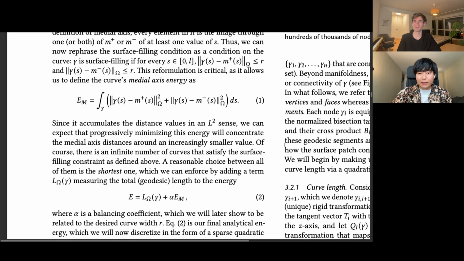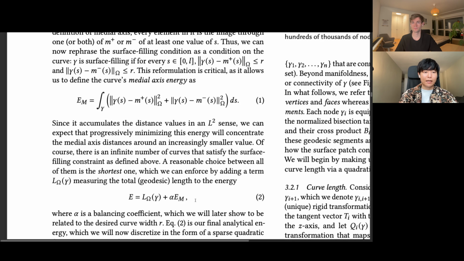Right. So basically, we have this energy function. I think I said that in our geometric flow, we first assemble an energy function and then take the gradient direction of that energy. And so the energy function basically looks like equation 2 that we see on the screen now. So it's an addition of two terms. One is the total length of the curve, and the second is the medial axis energy.